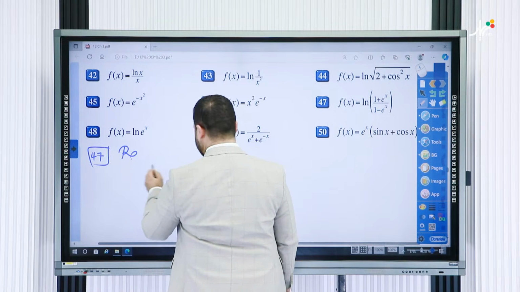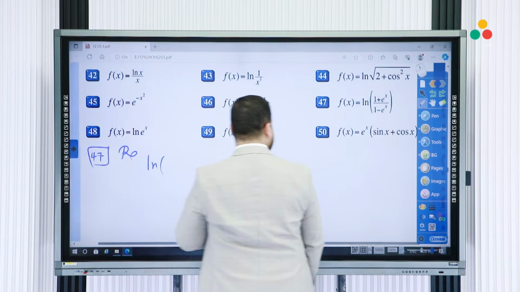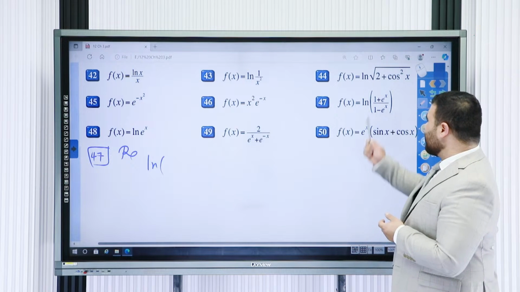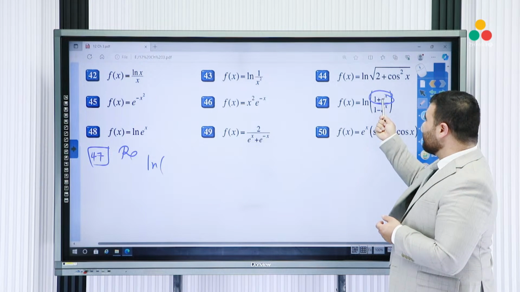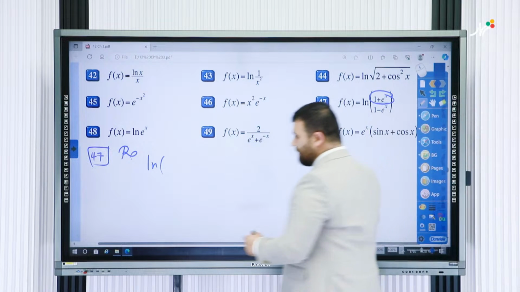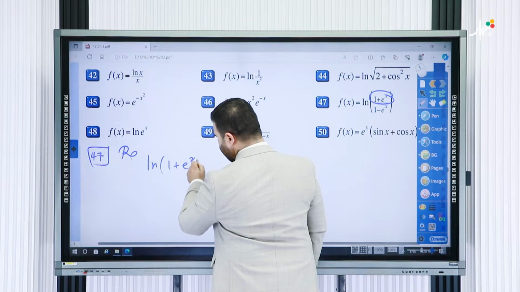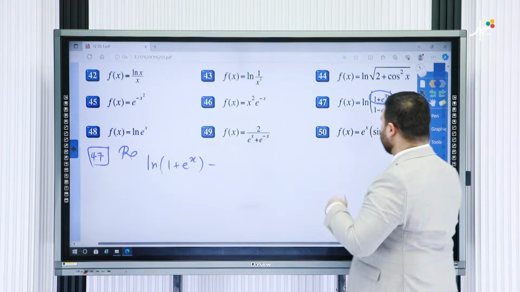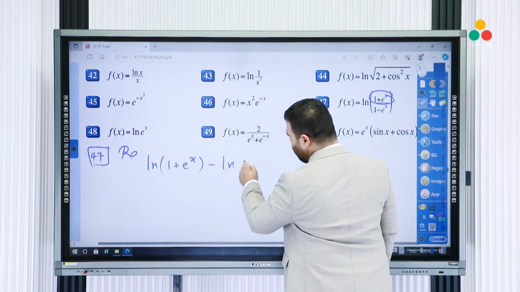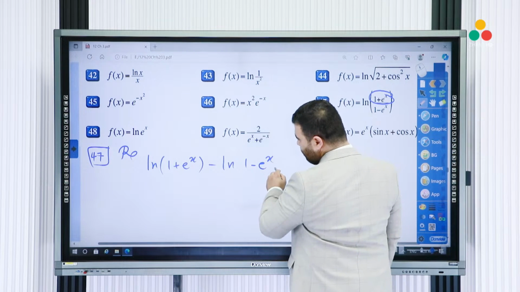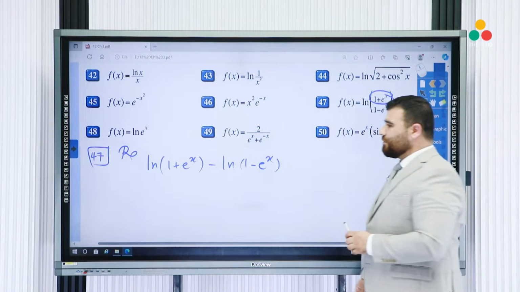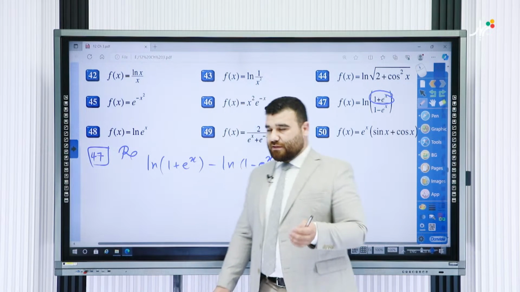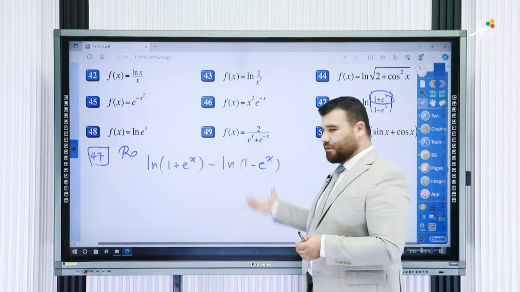Rewriting right away, it will be ln, the numerator. When we make a division into a subtraction, when we rewrite this, the first one should always be first: ln(1 plus e^x), minus ln(1 minus e^x). Now, since we have two different lns, between them is minus. Minus is okay for derivatives. We do this derivative minus this derivative.